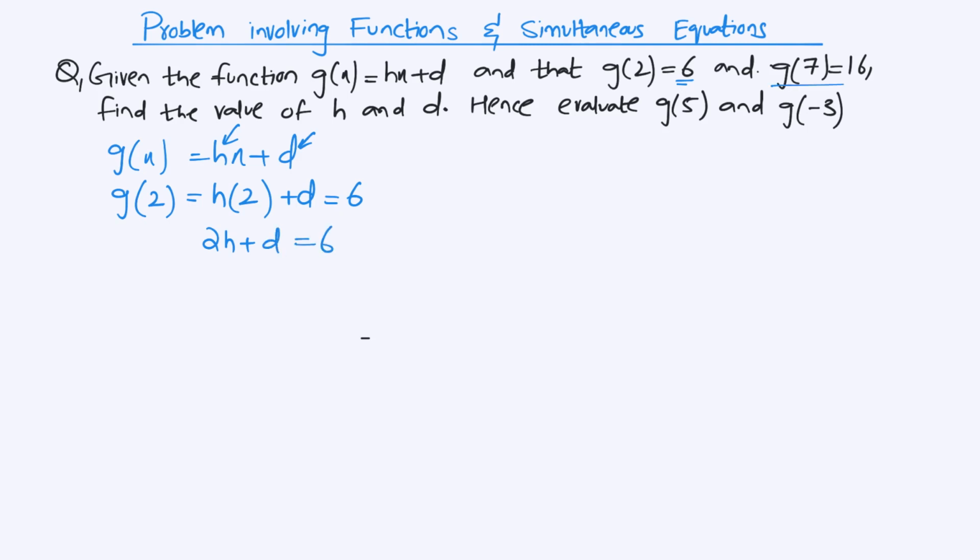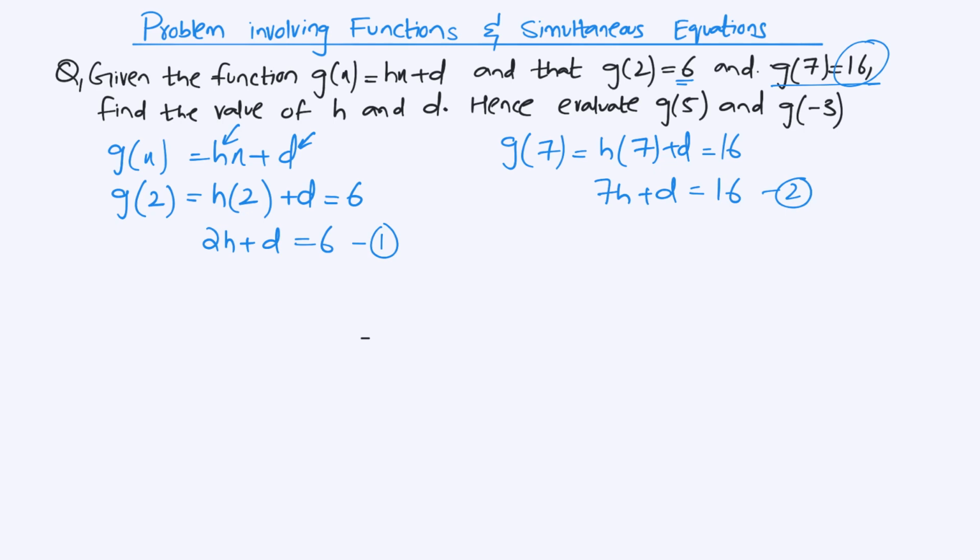The other piece of information given to you is, when you insert 7 in the function, you get h times 7 plus d, and the result would be equal to 16. So another equation comes out to be 7h plus d equals 16. Okay, now either you can do elimination or substitution, up to you, but you have to solve these two equations simultaneously. Alright, so when you solve these two equations simultaneously, you will get the values.